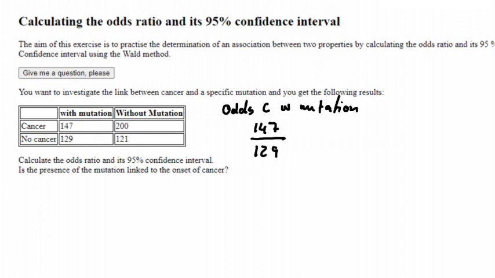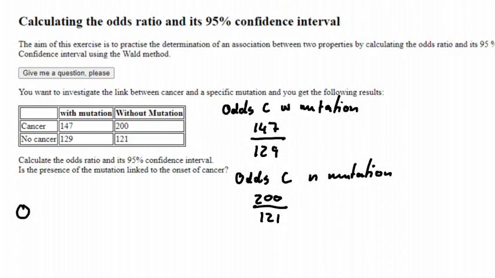So these are the people with the mutation. The odds of having cancer with no mutation would then be the other column, so it would be 200 over 121, and we can now calculate the odds ratio simply by dividing the two odds. So 147 over 129 divided by 200 over 121.